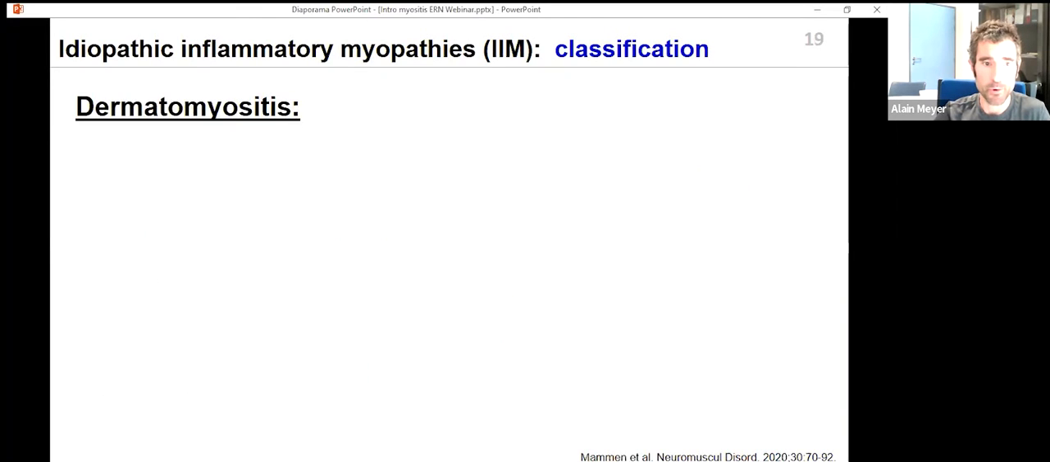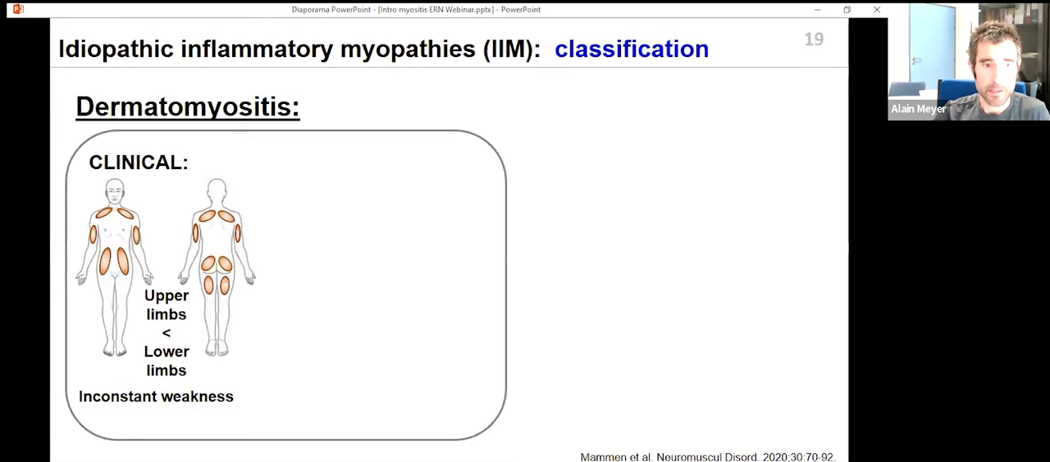The third portrait is that of dermatomyositis. In this subgroup, the myopathy prevails in the proximal muscles of the upper limbs.